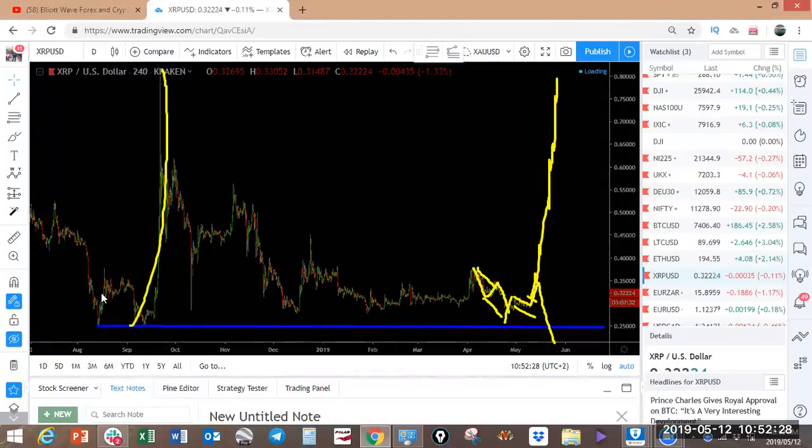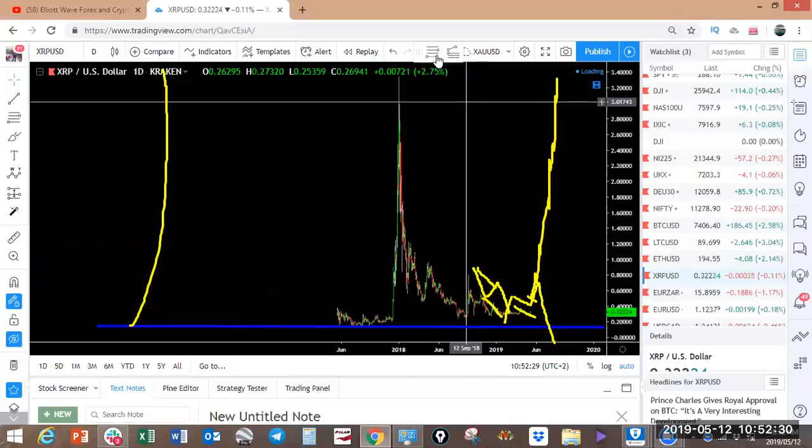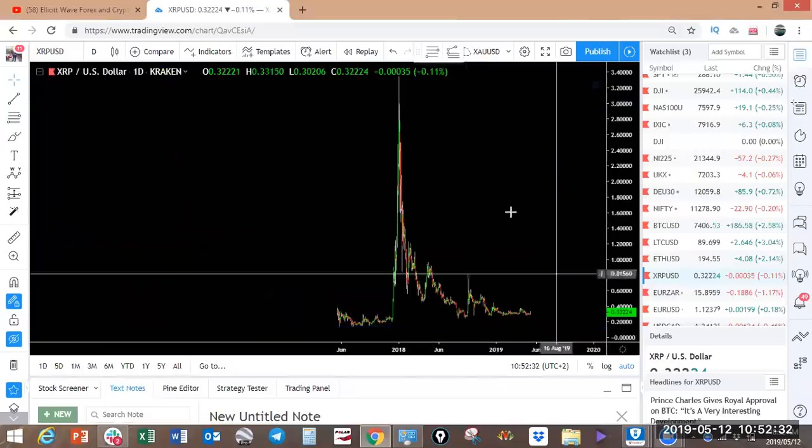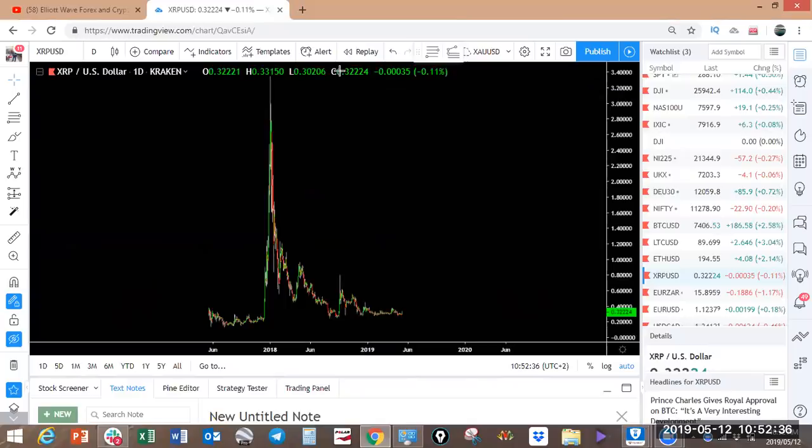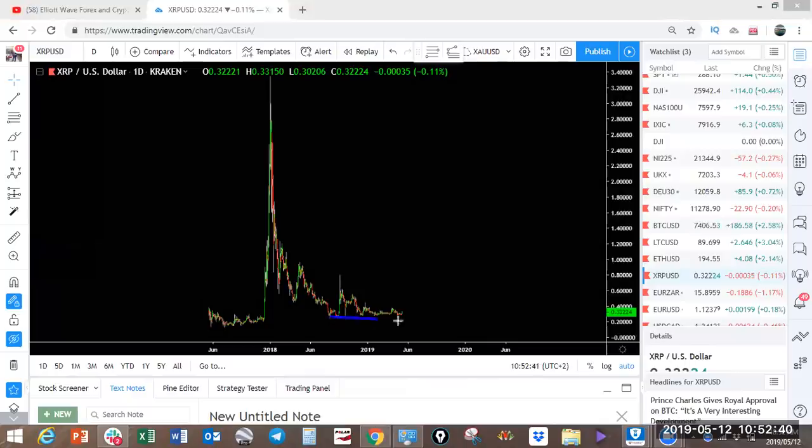So let's go to the daily again. Just for clarity, the low that we're looking at here on Ripple does not have to come to that low, guys. It's just that for analysis, we know that if it does, then that is confirmation. Okay, it can do this. So this is what we're looking at on Ripple.